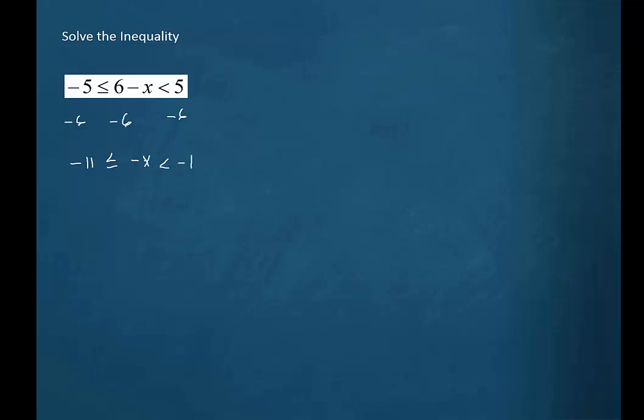Now, we don't want negative x in the middle, we want x by itself. So what we're going to have to do is multiply all 3 places by -1. And the thing that we have to remember when we work with inequalities is that when we multiply by a negative or divide by a negative, we have to turn the inequalities around. So these inequalities here have to change their direction. So what we'll have now is 11 greater than or equal to x greater than 1.